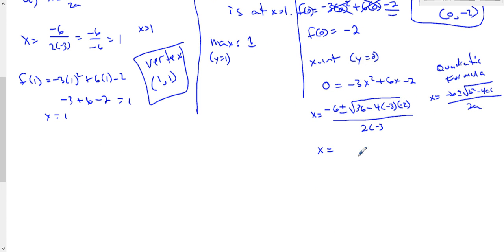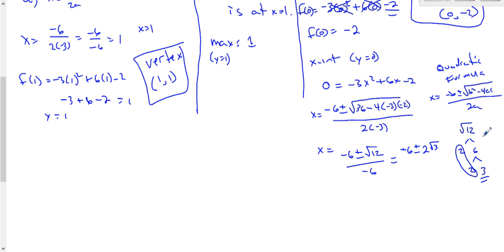Once we simplify underneath the radical, we will get 12. And the denominator is negative 6. Okay, the square root of 12, we can simplify that. If we do the factor tree, we get 2 times 6, and 6 is 2 times 3. We're looking for pairs of numbers, and 2 times 2 is 4. The square root of 4 is 2. So we are going to get negative 6 plus or minus 2, and then the 3 by itself is going to stay under the radical. So we get 2 times the square root of 3, and that's over negative 6.